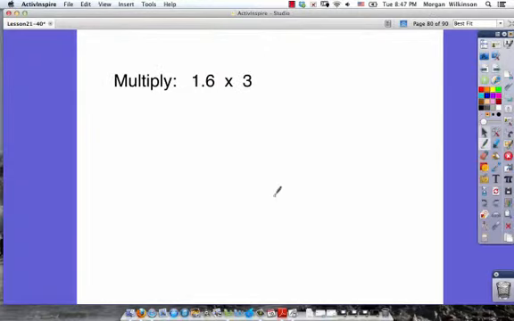Okay, we want to multiply 1.6 times 3. So let's set it up. 1.6 times 3. Step 1 would be to move the decimal out of our factors. So we're going to move it out. We only have to move it out one time because there's only one decimal point to move over. We have 16 times 3 now.